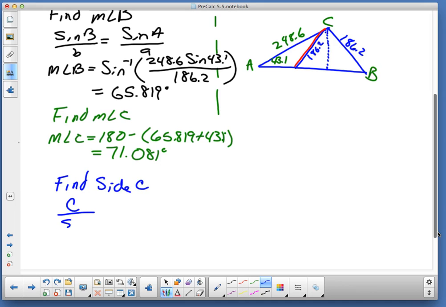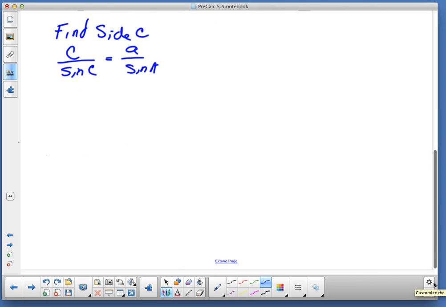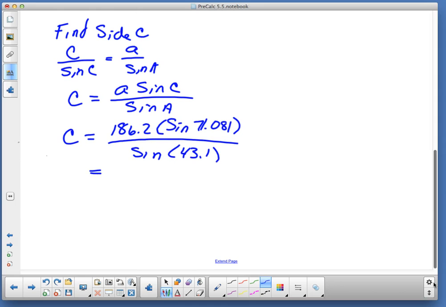Remember, the reciprocal of the law of sines. And I like a and sine A, those are good numbers. Let's keep moving down here because I keep running out of space. So my c here is equal to a sine of C all over sine of A, and we just found C, so we're going to use A being 186.2, and we got the sine of 71.081 all over the sine of 43.1, and that'll give me a c side of 257.513.